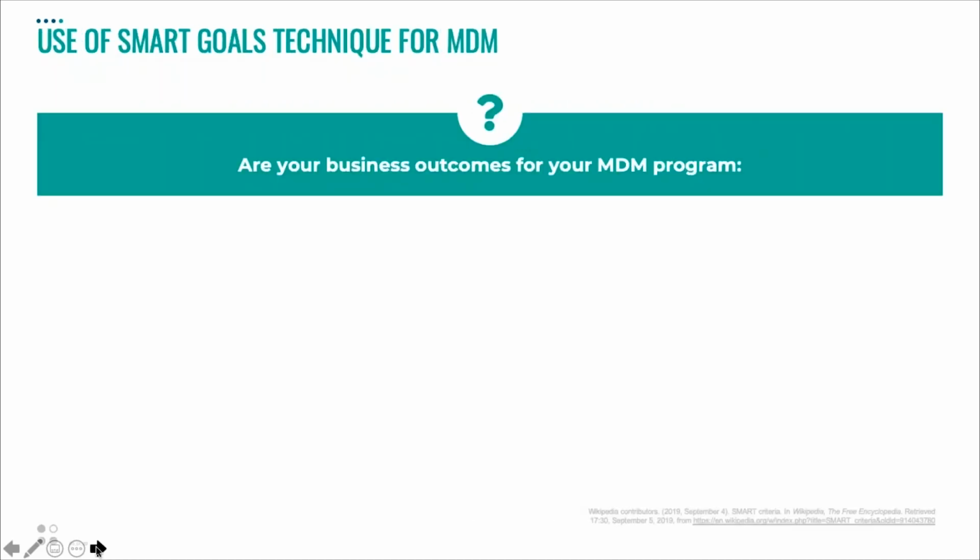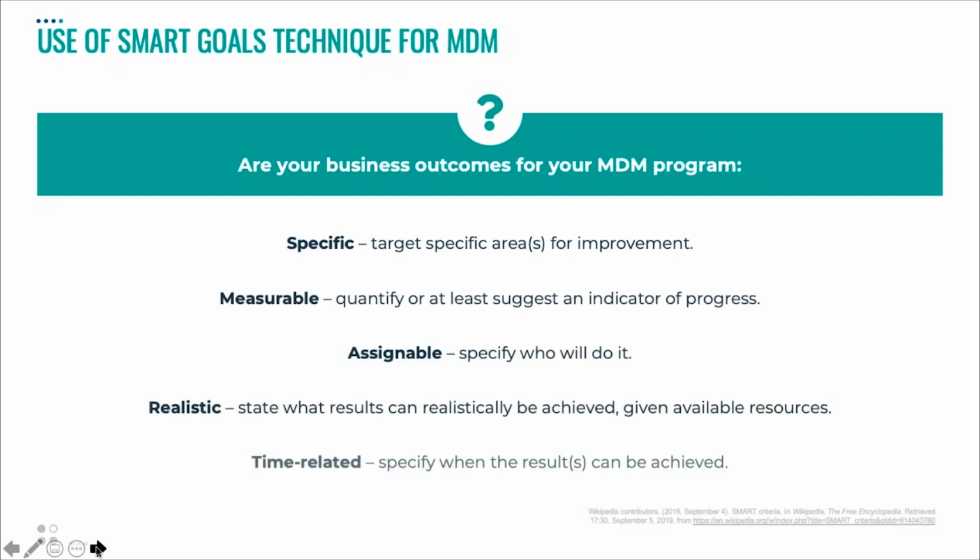Another technique I use is to use what are called SMART goals. If anybody here is involved with HR or interacts with them on a regular basis, you know that they use a tool often called the SMART tool. And you can look it up on Wikipedia, but it's another way of verifying if you have real business goals for your MDM program. Does it target specific areas? That's often not too much of a problem, at least within the technical landscape for IT.